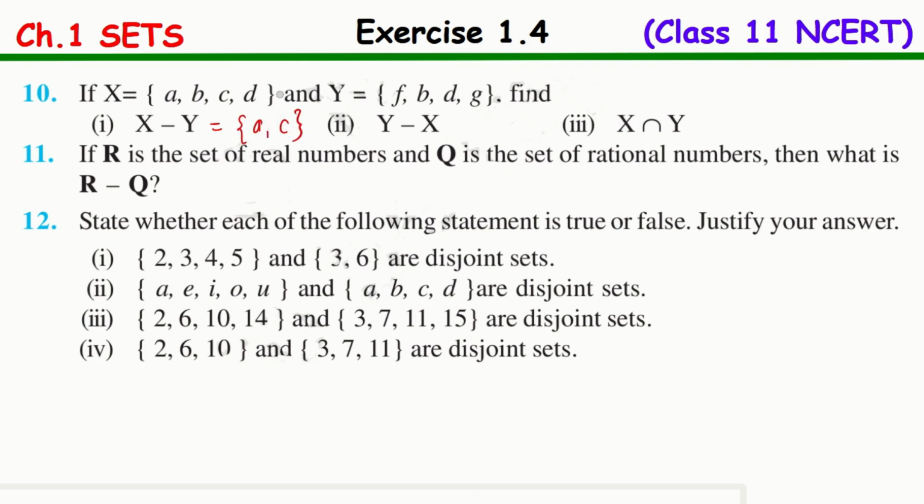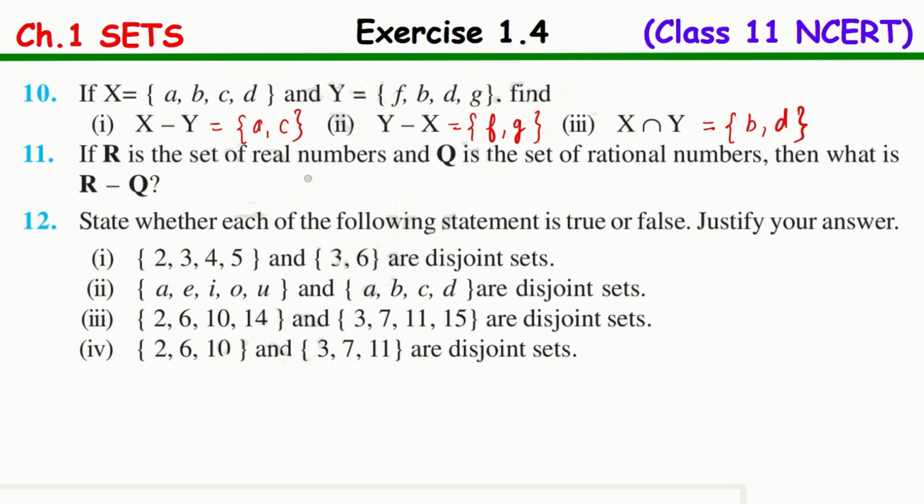Now remove x elements from y. So we have to remove a, b, c and d from y. So we are left with f and g. What is the intersection of x and y? Intersection is b and d.